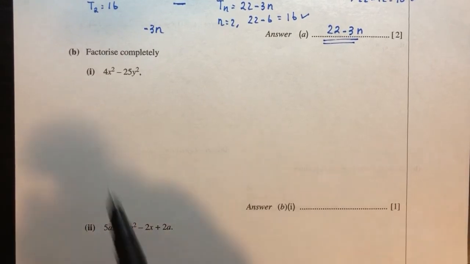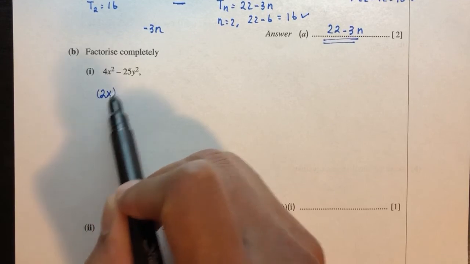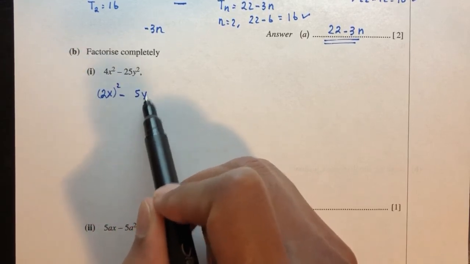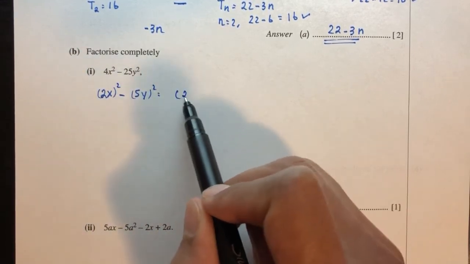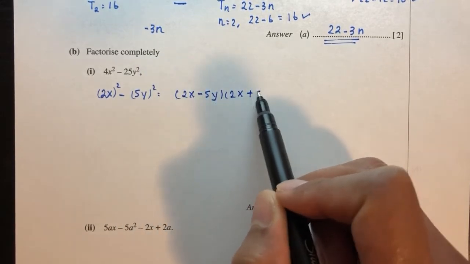That was part A. Part B, 4 is 2 square as well, minus 5y square. So this will be 2x minus 5y, 2x plus 5y.